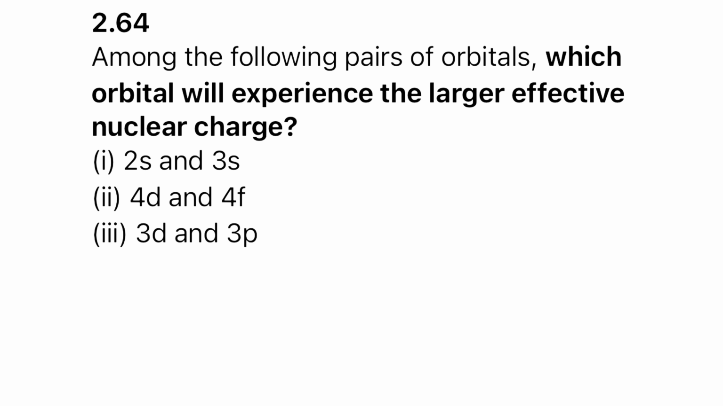Among the following pair of orbitals, which orbital will experience the larger effective nuclear charge? See, it's very easy. For the first question you have 2s and 3s, okay? So here the subshells are same, correct, right? The orbitals are s orbitals. In such cases, what you have to check? You have to check the principal quantum number. Here principal quantum number is 2, here it is 3. The one which has higher principal quantum number experiences lesser effective nuclear charge.